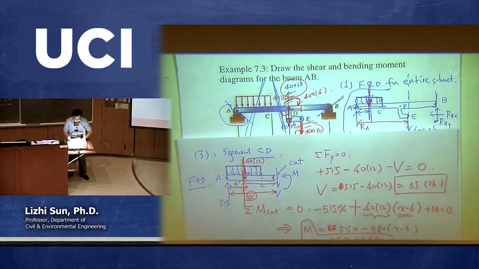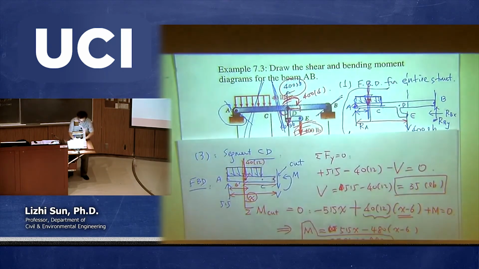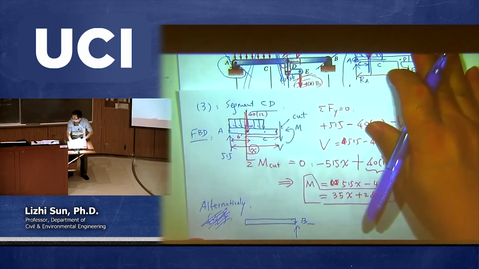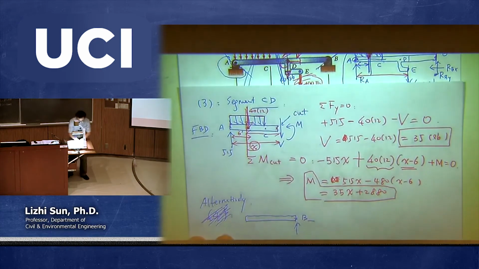Okay, so now I cut it between C and D. I look at the right side. The right side, you are going to have something like this. So this is the point B. You have the reaction. Okay, so now I look at the right side. This is a cutting point. So now the V is going up, and then there's the moment. This is the cutting point, and somewhere here is called D, and this is called B.